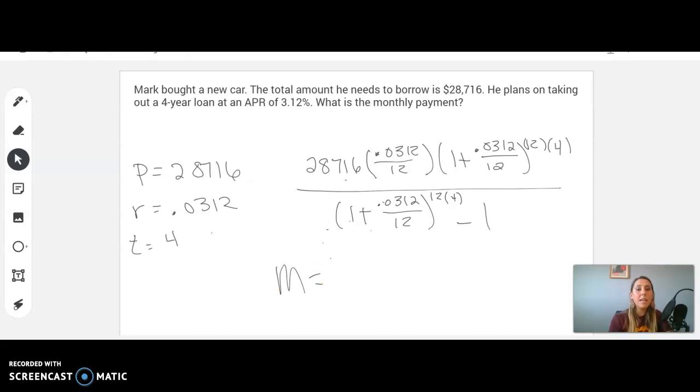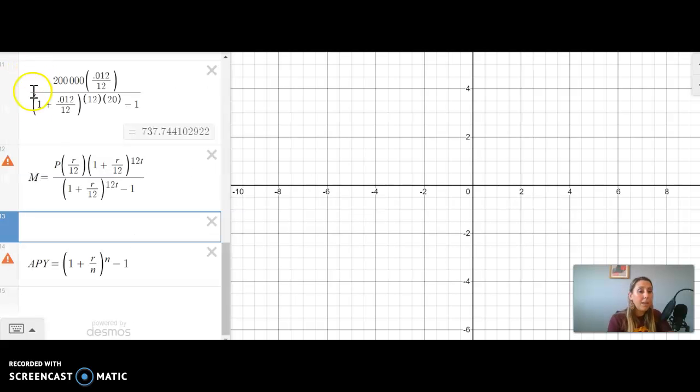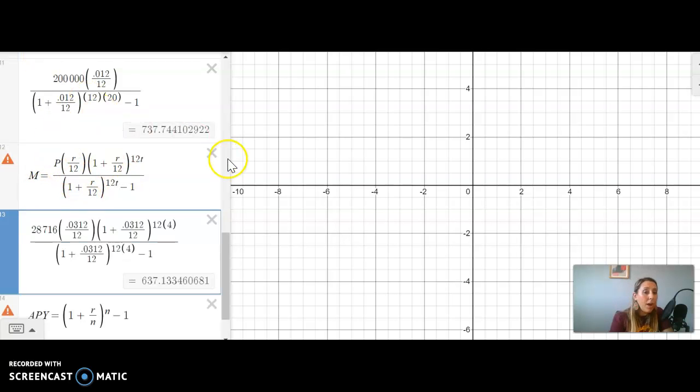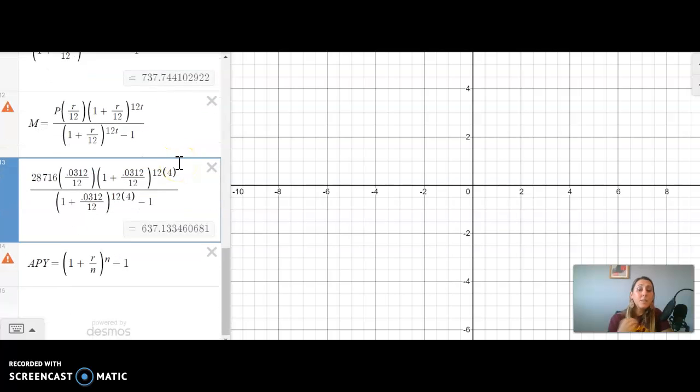So go ahead and hit pause and get this down in your notes, and I'm going to go over to Desmos. All right, so I already have the formula in, and then we just need to type it all out. Okay, so I plugged this into Desmos. Again, this is why I like to use Desmos over my calculator, because look at all of these calculations. That's a lot of things to type in. So once I get everything typed in, I see that Mark's monthly payment is going to be $637.13.